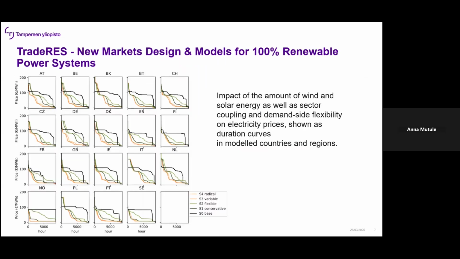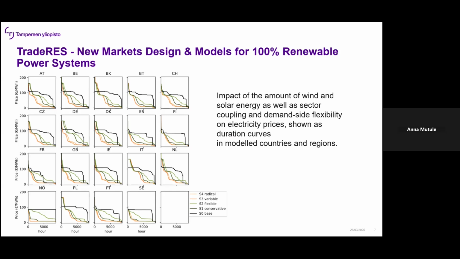This slide shows how electricity prices responded to different shares of wind and solar energy, sector coupling, and demand-side flexibility across the modeled countries and regions. So you can see most of the European countries present here. What you see here are electricity price duration curves. Those help illustrate how prices change over time under each scenario.